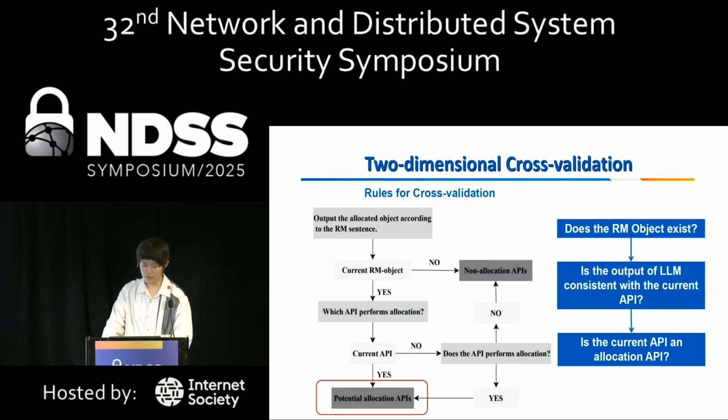And the algorithm for cross-validation is shown on the left. We first ask for the object allocated by this API and check whether it exists. Then we ask which API performs allocation to see if the answer is consistent with the current API. Finally, we check if the current API performs allocation. The three answers are combined together to validate the semantics of the current API.